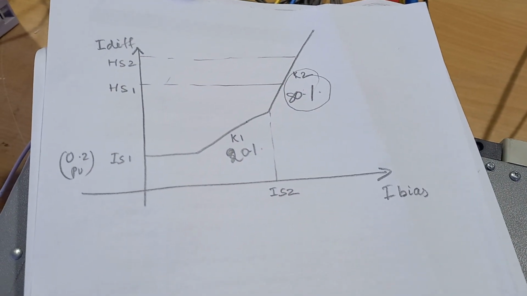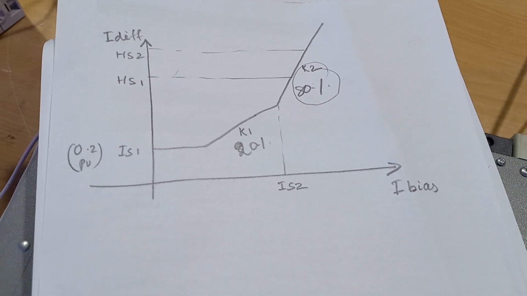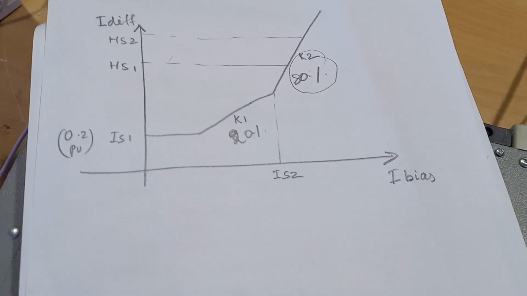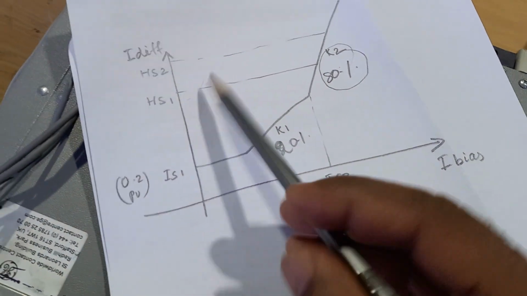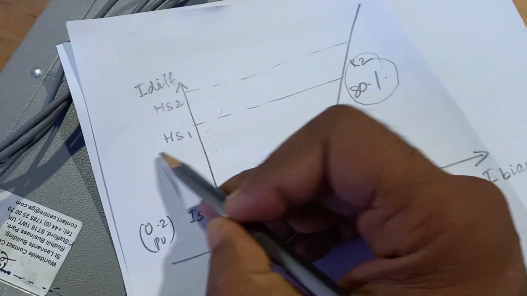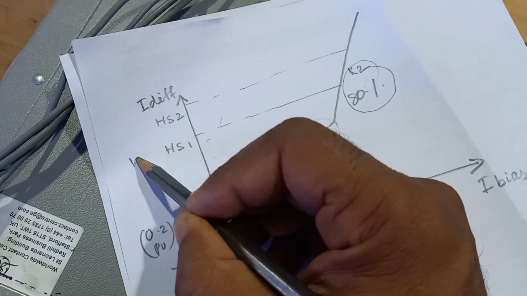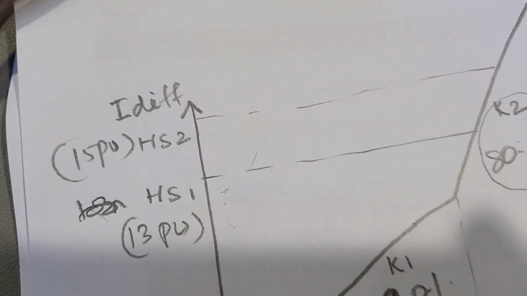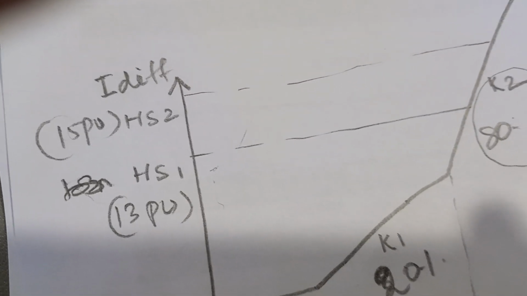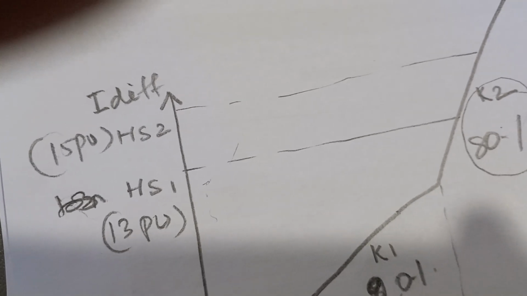And then second is high set 1 and high set 2, HS1, HS2. This is the high set current. When this current is reached, in my case it is 13 pu and 15 pu. For 13 pu, since my secondary is 1 ampere, it means 13 ampere.